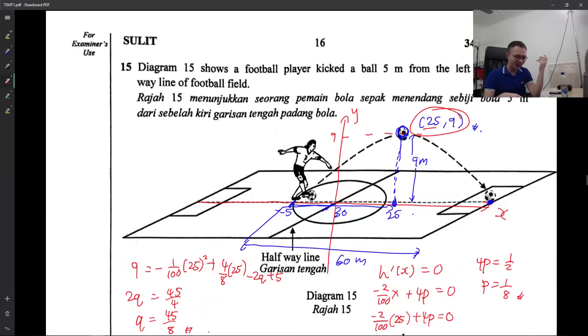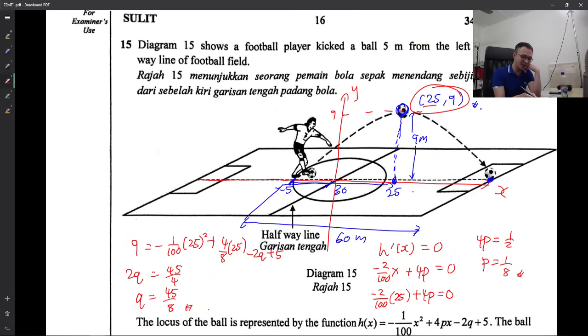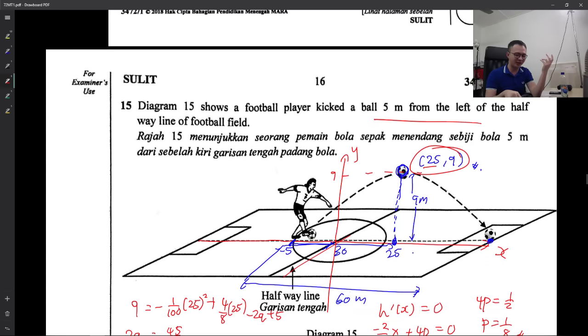How to get the negative 5? Because the question says the football is 5 meters off to the left of the halfway line. So I assume the line over here is 0. I guess there's a reason why they tell us from the left, right? So maybe the left is represented by negative 5. Because they say it's 5 meters from the left, I assume the origin is in the middle, and 5 meters on the left will be negative 5.